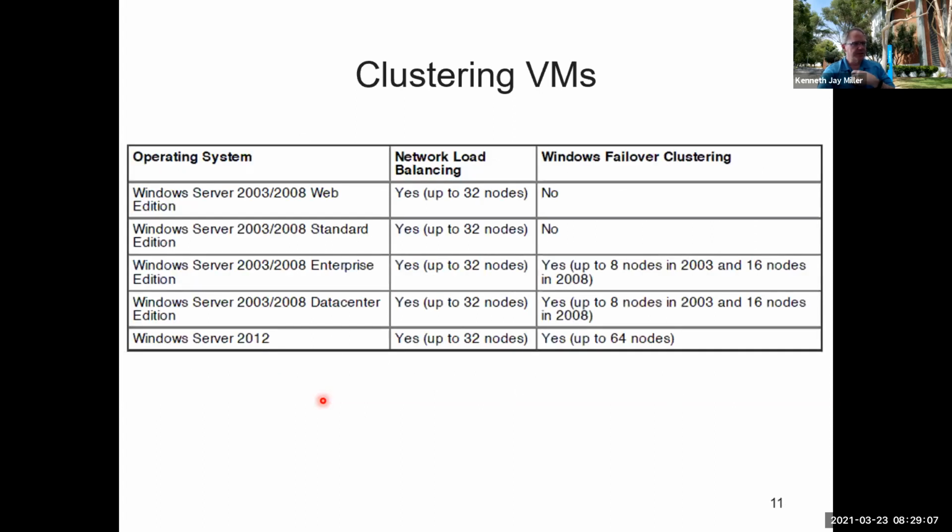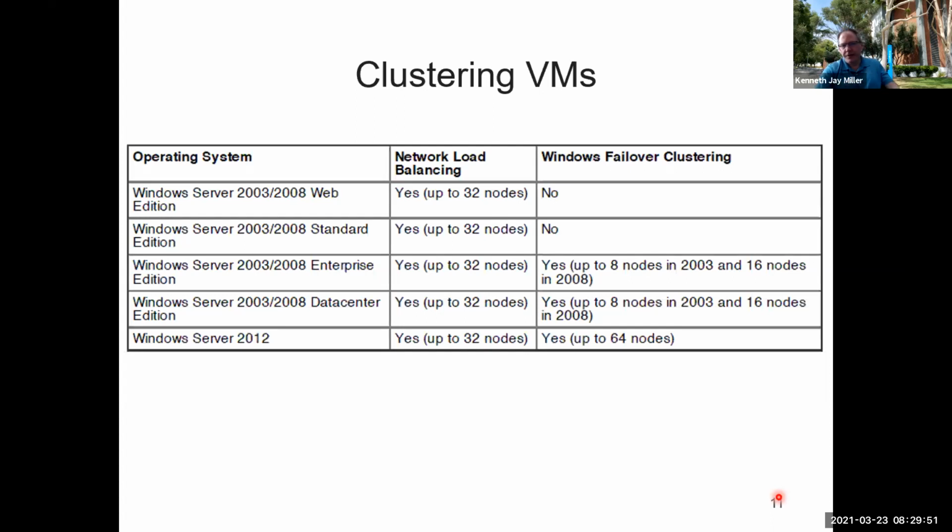Okay, so different versions of Windows will have the ability to do NLB, or network load balancing. All of them will do it, Windows Server 2019, 2016, and 2012. They'll all do network load balancing, and you can build up to 32 nodes. So you could have 32 redundant DNS servers, 32 redundant DHCP if you wanted it.